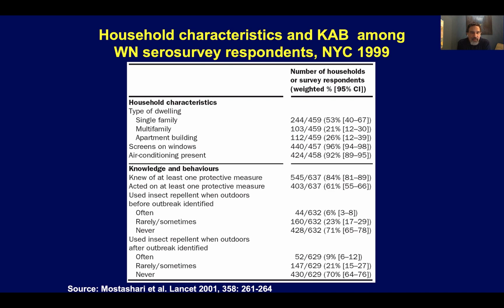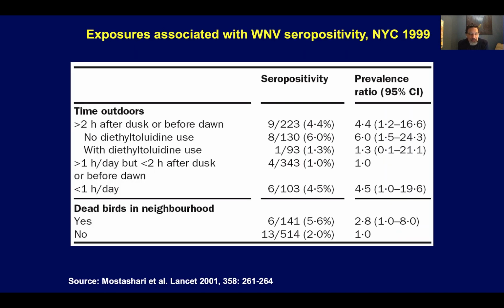We looked at some of the household characteristics and some of the questions we asked people about knowledge and behaviors. Of course, the city was doing lots of public service announcements and lots of health education, trying to get people to understand all the things that they could do to protect themselves from mosquito bites. So we assessed the level of knowledge and behaviors that people were engaging in when we did this survey, to get a sense of how well these education campaigns were working. And we also looked at the extent to which some of these things were associated with seroprevalence.